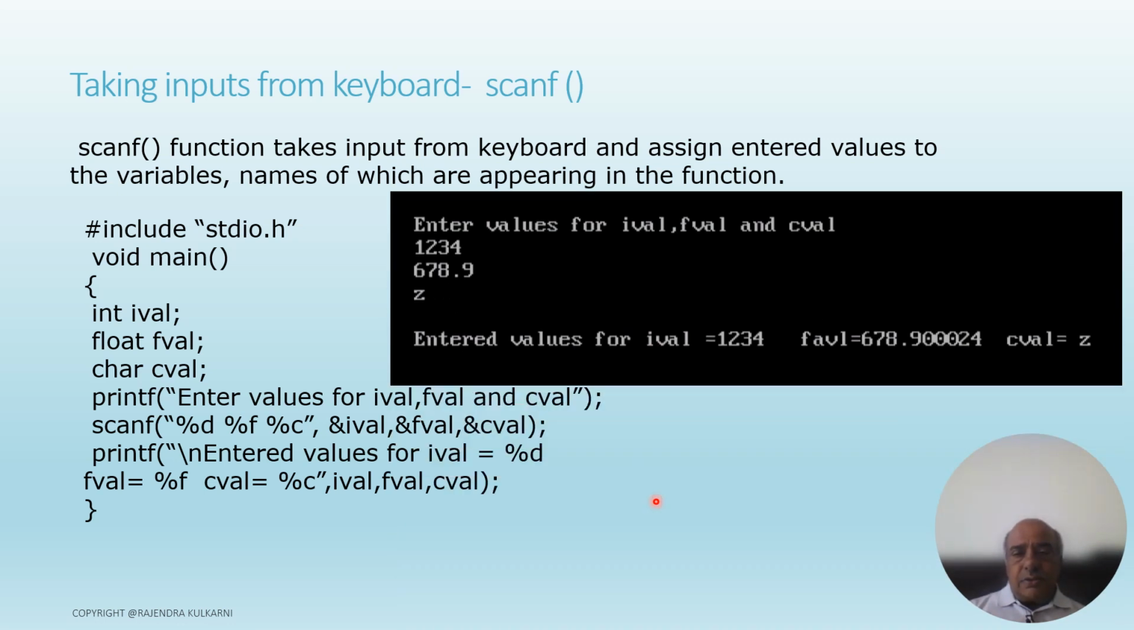Now this is the screenshot of the output screen. After executing the program, what we are getting at the output is first this printf prompt, enter values for ival, fval, and cval, to which we have entered 1234 as the value which we want to assign to ival, 678.9 is the value which we want to assign to fval, and z is the value which we want to assign to cval.